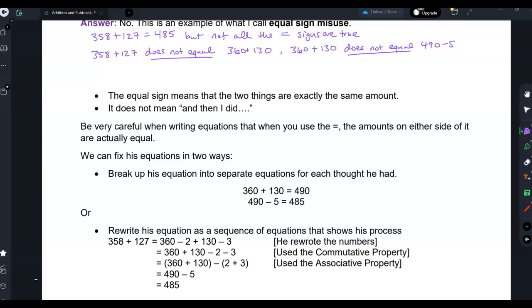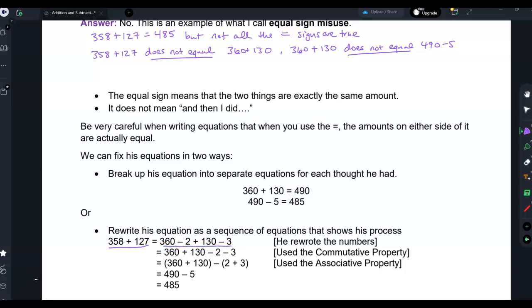You can do it where you have a big run-on equation. You just have to be really careful that everything is equivalent. So if you wanted to do that for this problem, we would not want to say that 358 plus 127 equals 360 plus 130, because it doesn't, right? We could use 360, but then that's technically 2 more than we needed, so we'd have to subtract 2. We could use 130, but since that's 3 more than 127, we'd have to subtract that off. So we could rewrite it that way, where we actually write all the numbers there.